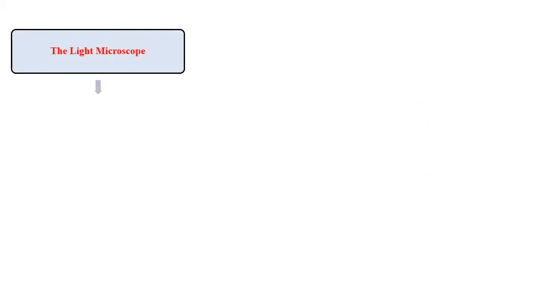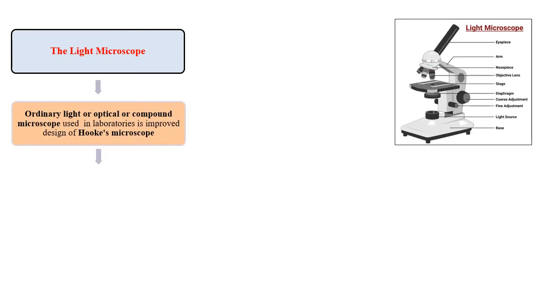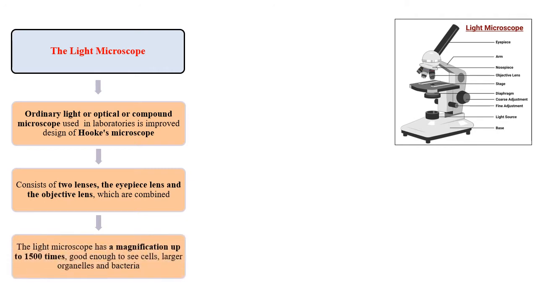The light microscope. The ordinary light or optical or compound microscope used extensively in laboratories these days is a fairly improved design of Hooke's microscope. It consists of two lenses, the eyepiece lens and the objective lens, which are combined to produce a greater magnification. The light microscope has a magnification up to 1500 times, good enough to see cells, larger organelles, and bacteria.